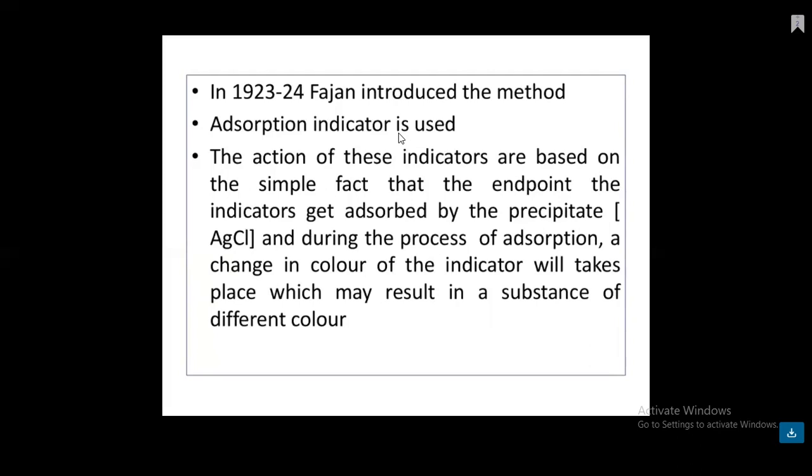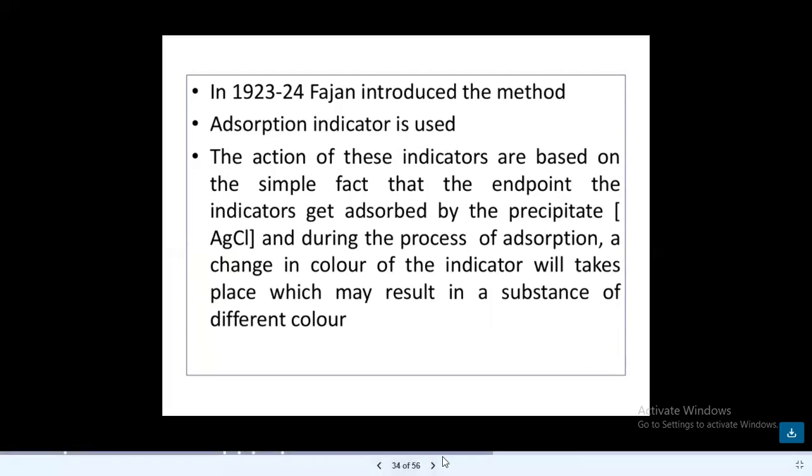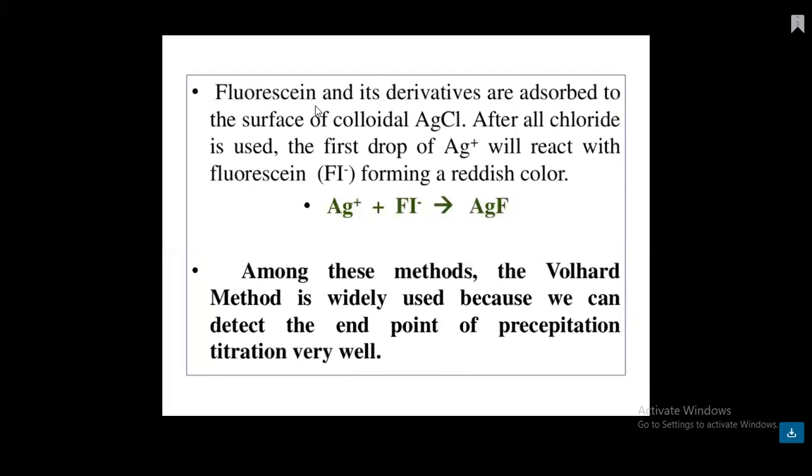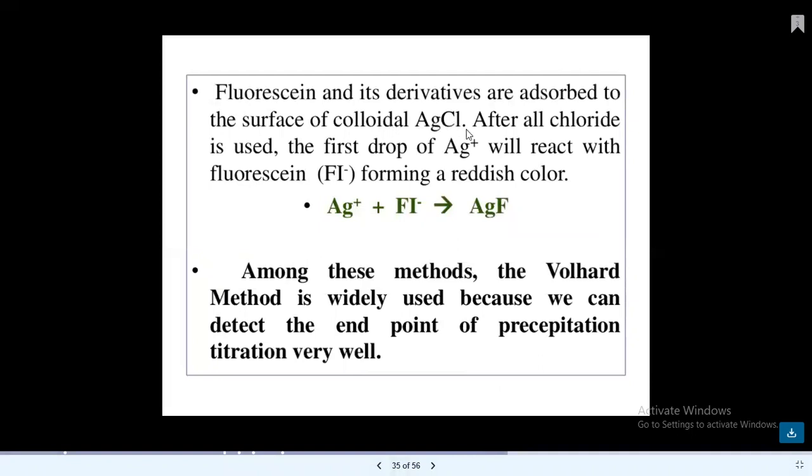For example, we know that the precipitate we form is silver chloride. On this precipitate, your indicator will adsorb. And how is this indicator adsorbed? By the process of adsorption. The important indicator mostly used is fluorescein and its derivatives. Fluorescein and its derivatives are mostly used as adsorption indicators, and these derivatives are adsorbed to the surface of colloidal silver chloride.